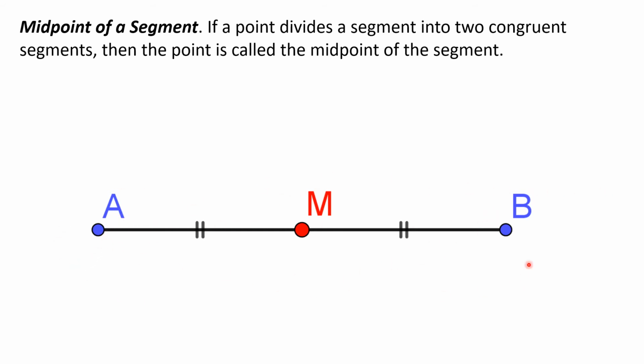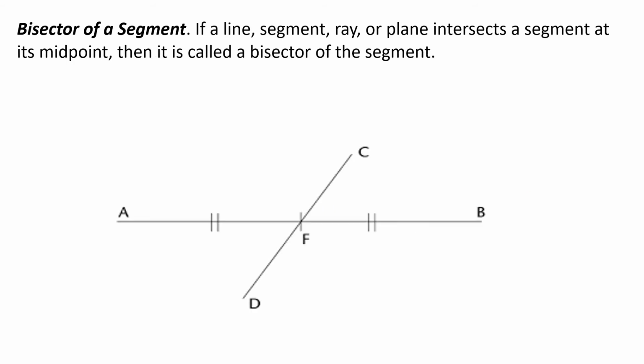And then, so point M divides the segment into 2 congruent parts. So from AM going to BM, the length of AM and BM are equal. We have the bisector of a segment.